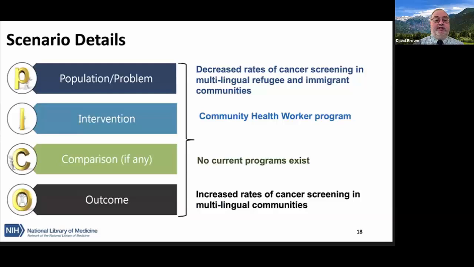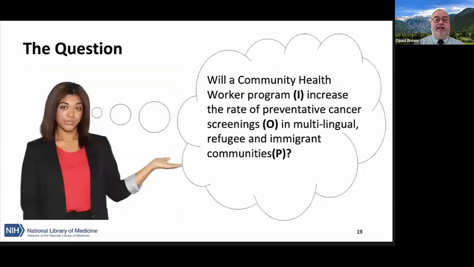And then the way we can really structure this question further is, will a community health worker program increase the rate of preventative cancer screenings in multilingual refugee and immigrant communities? So again, this is a PICO, but done in an IOP fashion. Doesn't matter as long as the components are there, you can find it.